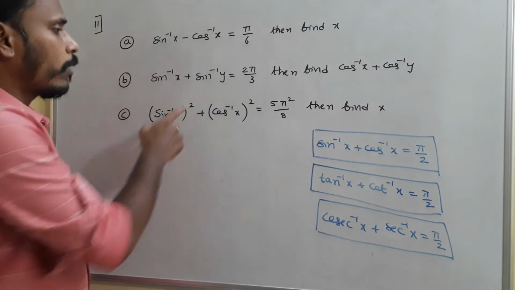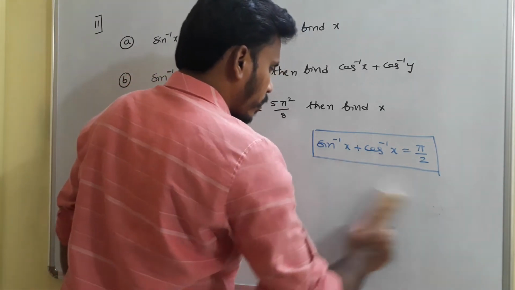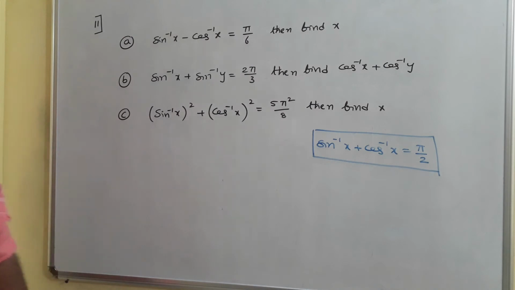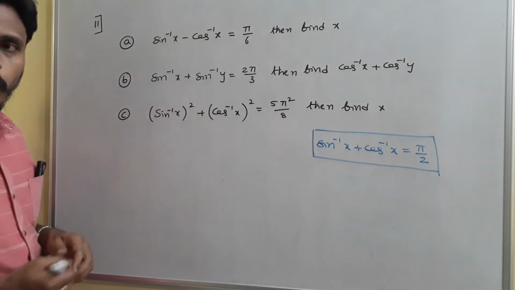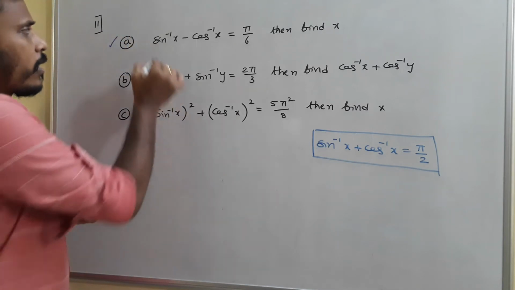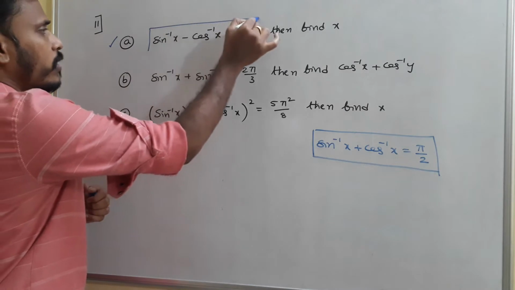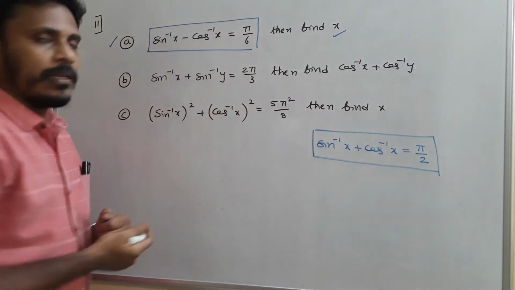Here I have three problems which we can solve just by using the first logic. Sin inverse x plus cos inverse x is equal to pi by 2. Using this particular logic, we will easily solve everything. First of all, A: sin inverse x minus cos inverse x is equal to pi by 6 is given, and we need to find x.